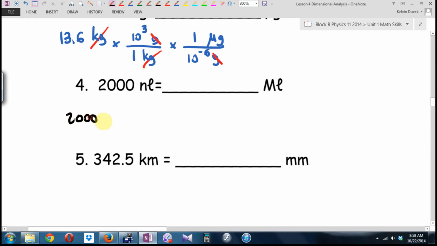2,000 nanoliters. By the way, for liters, I always make my L a written L. Why don't I make my L like that? What does that look like too much to me? A 1, and I'm stupid, I'll get confused later. So you're going to notice I almost always will do liters that way, just to be paranoid.